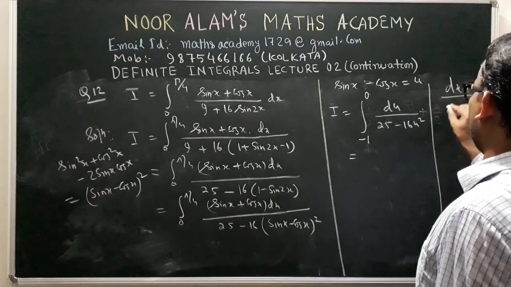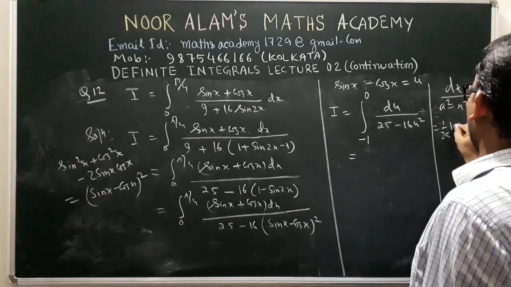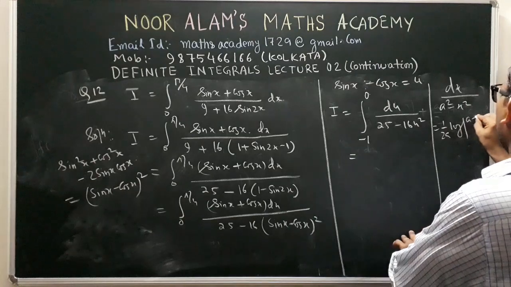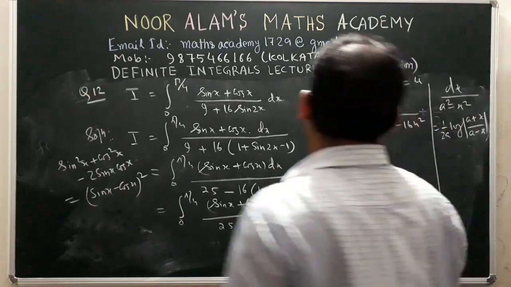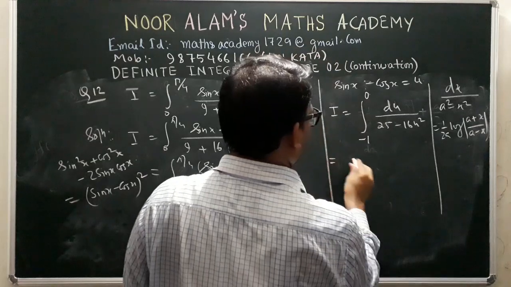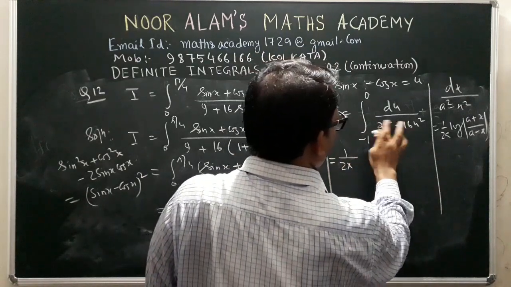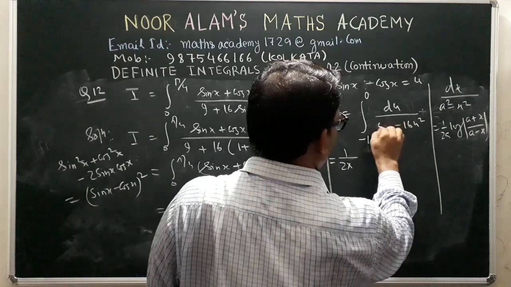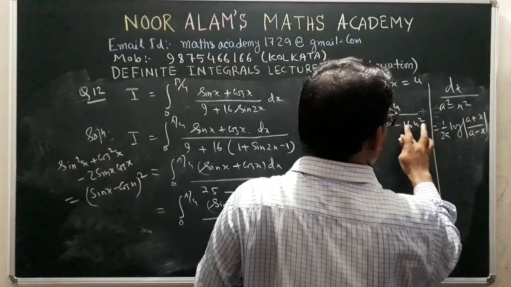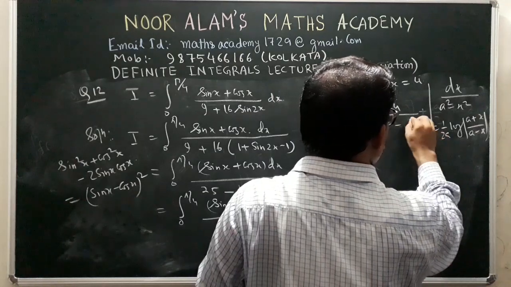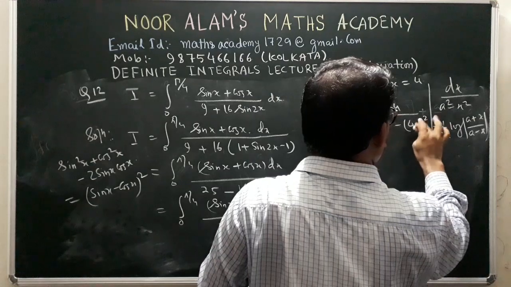Now this is in the standard form, and the form is what? The standard form is the integral of dx by a square minus x square. The result is 1 by 2a log of (a plus x) by (a minus x). This is the result, and the same result we are using here. First is 1 by 2a. Our a value here is what? 25 I can write as 5 square, so a becomes 5. Now 16 u square I can write as (4u) whole square.